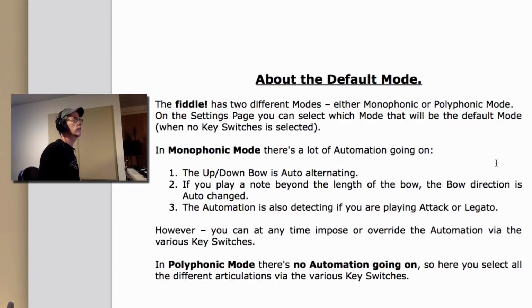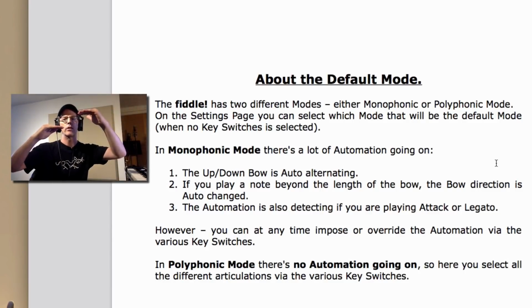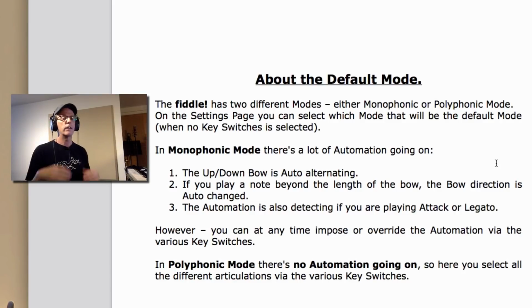Automation is also detecting if you're playing attack or legato style. So attack style would be, for example, two notes with a slight separation between them. Legato would be overlapping notes, and you're in monophonic mode, so when you play the first note and it goes into the second note that's overlapping, it'll make a nice smooth fade, creating a legato style of playing. So that's all monophonic mode. When you're in polyphonic mode, there's no automation going on at all. You control all that yourself. You're the master of that with key switches.